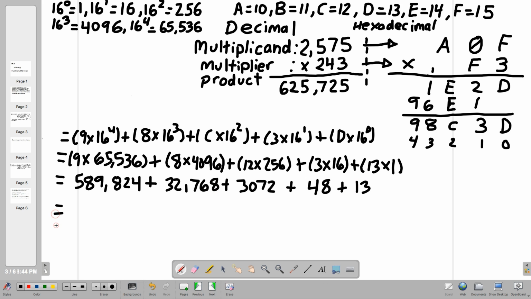And then compute it up. Let's see, 589,824, plus 32,768, plus 3,072, plus 48, plus 13. And it does come out to be a value of 625,725. And this is what we wanted to show.